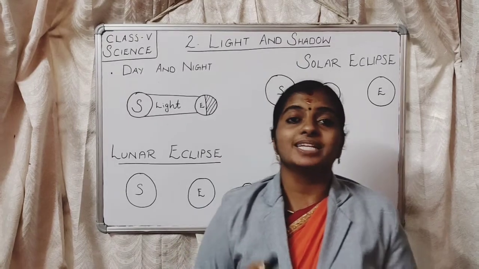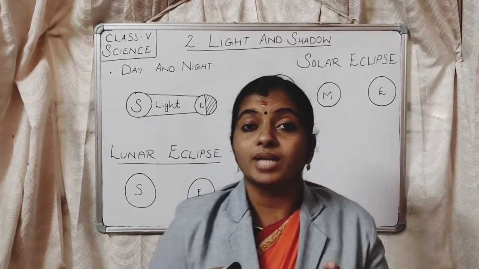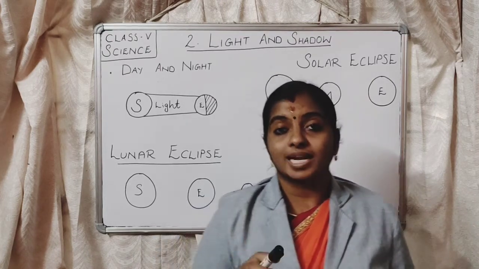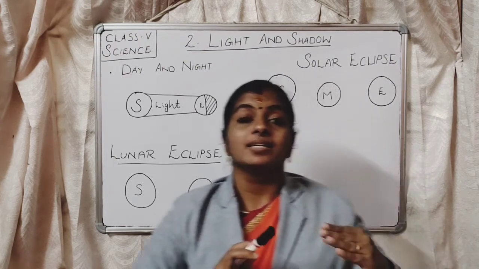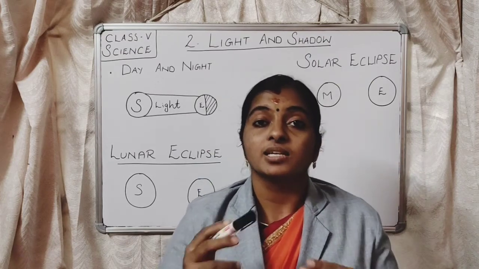So we know that the earth, the sun and the moon all are opaque objects. That is, the moon and the earth are opaque objects. And what is sun? Sun is a luminous object, right? The sun has its own light, so it is a luminous object. And earth and the moon are opaque objects. So when they come on a straight line, they will be casting shadows.